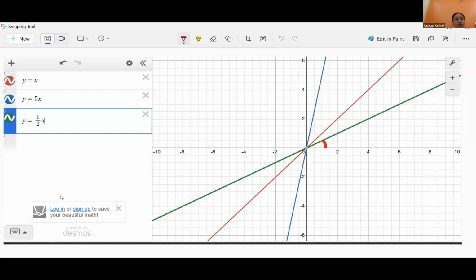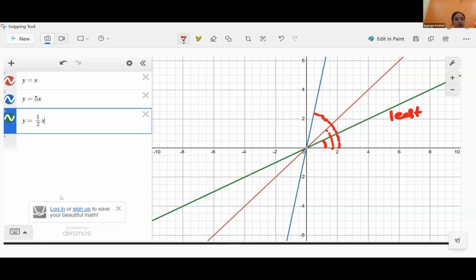Yes, ma'am. The green line is making an angle with the x-axis. That angle must be smaller than whatever angle is created by the red line with the x-axis, right? Yes, ma'am. And that angle must be less than whatever is created by the blue line. That means the blue line is creating the maximum angle. With the help of the angle, we can understand the slope of the green color line will be the least.